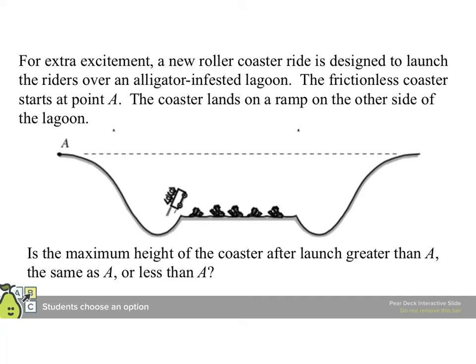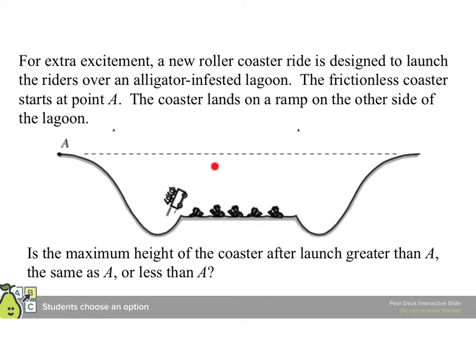For extra excitement, a new roller coaster ride is designed to launch the riders over an alligator-infested lagoon. The frictionless coaster starts at point A. The coaster lands on a ramp on the other side of the lagoon. Is the maximum height of the coaster after launch greater than A, or the same as A, or less than A? That is, does it do this?